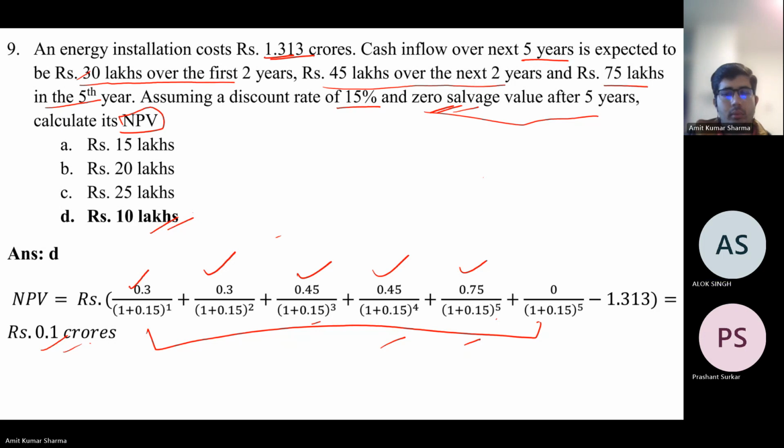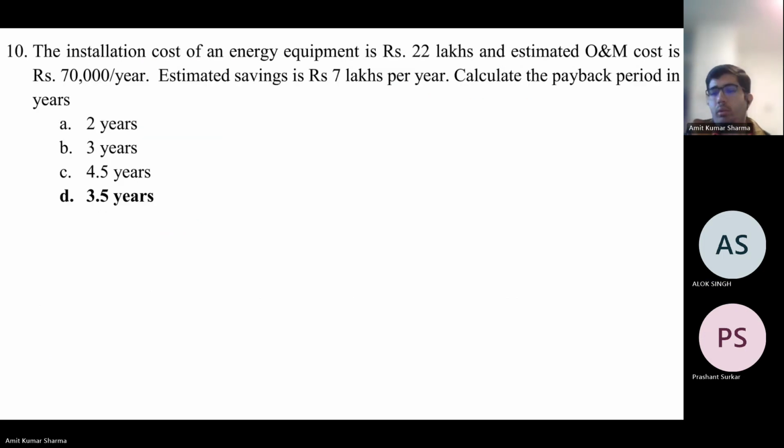No, sir. Okay. Question number 10: the installation cost of an energy equipment is Rs 22 lakhs and estimated operation and maintenance cost is Rs 70,000 per year. Estimated saving is Rs 7 lakhs per year. Calculate the payback period in years. So you've been given the installation cost and the saving, so just calculate the payback period.